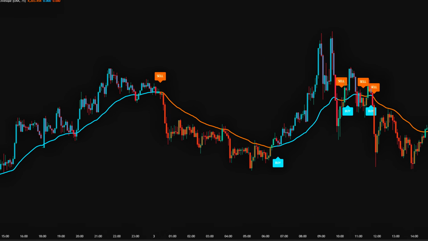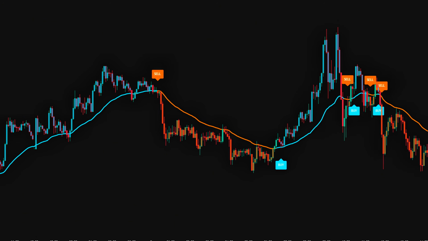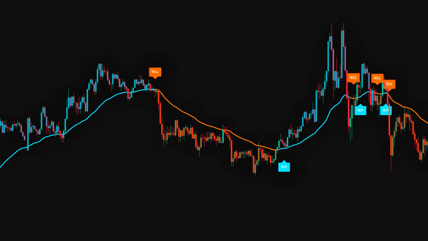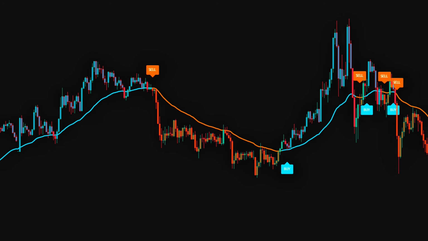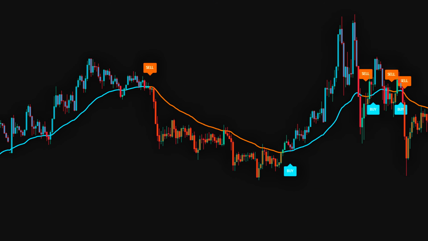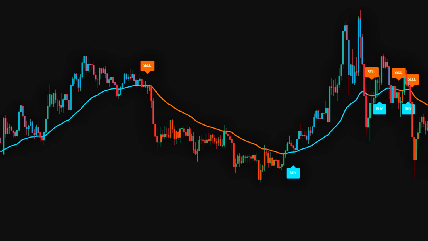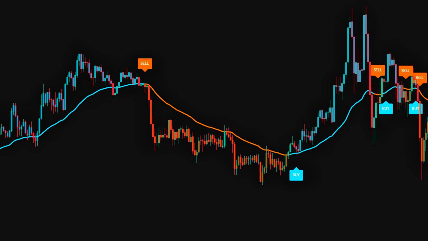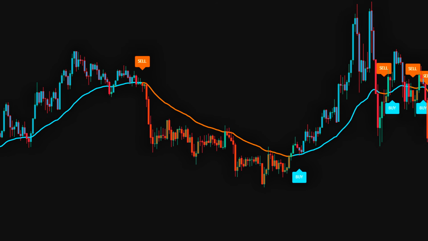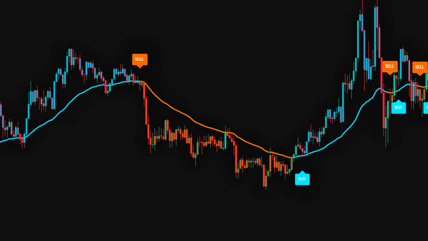Rules to follow at this stage. Do not enter trades from this step alone. Do not guess or anticipate reversals. Only observe structure shifts created by the midline and signals. Treat this step as your trend compass, not your entry trigger.